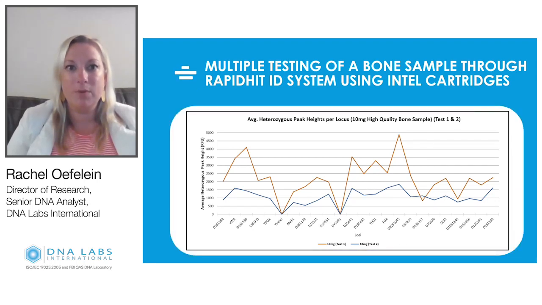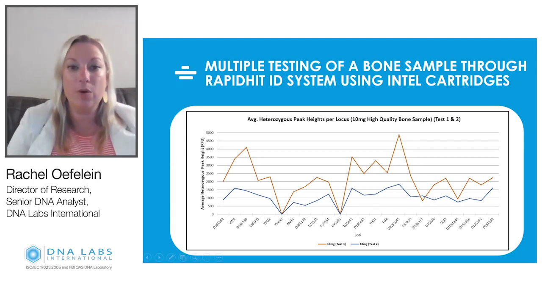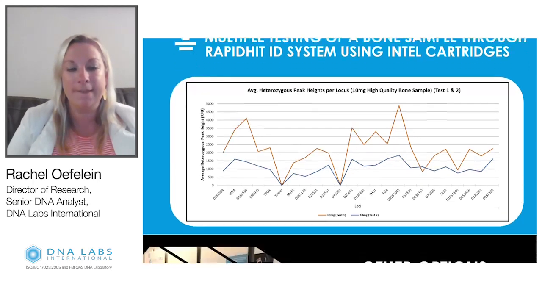Multiple testing the same bone sample through the Rapid HIT ID system using the Rapid Intel cartridges. So here we just have those average peak heights per locus. And this is a 10 milligram high quality bone sample, just to put things into perspective. You'll notice at Y-indel and DYS391, we have 0 RFUs. If you're wondering why there's those dips in the peaks, it is because this is a female, so we don't expect any RFUs at the Y-STR locations.